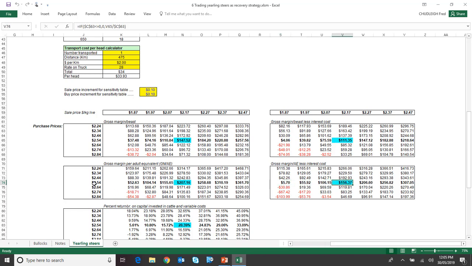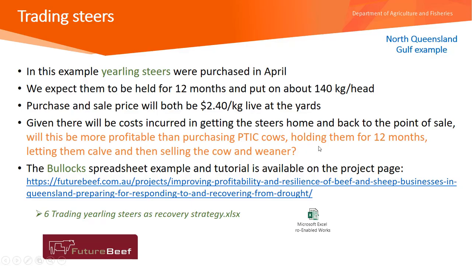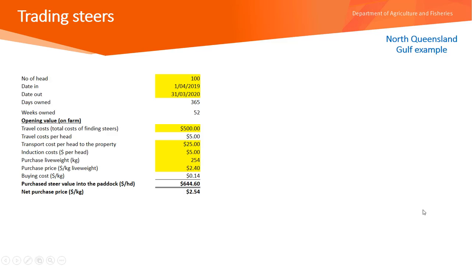And then for each 10 cents change in the purchase price, if we were paying $2.54 for them, if we get 10 cents less than that, of course the gross margin per AE improves. If we go 10 cents higher than that, of course the gross margin reduces. So it gives you a bit of an idea of the sensitivity. Let's go back and summarise that.